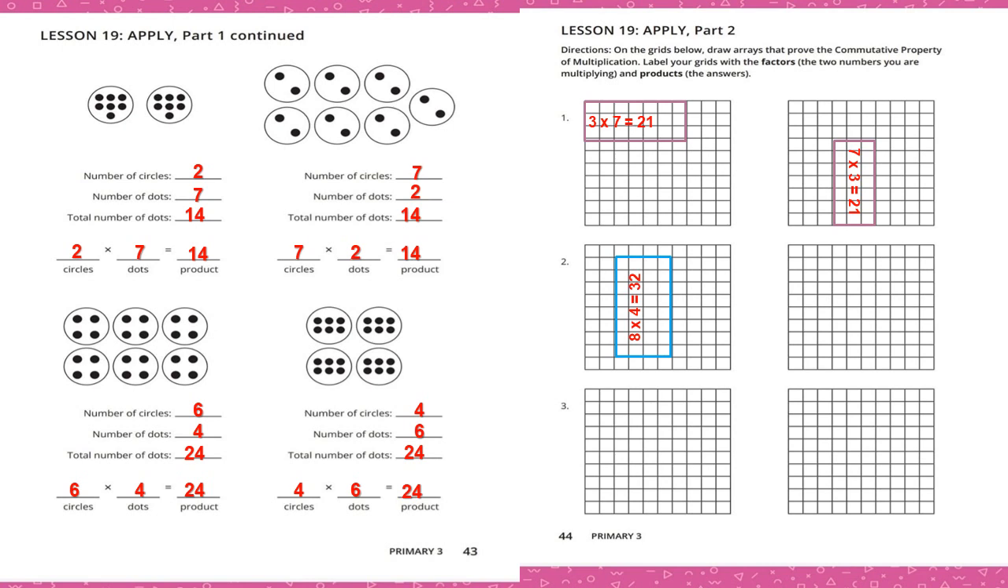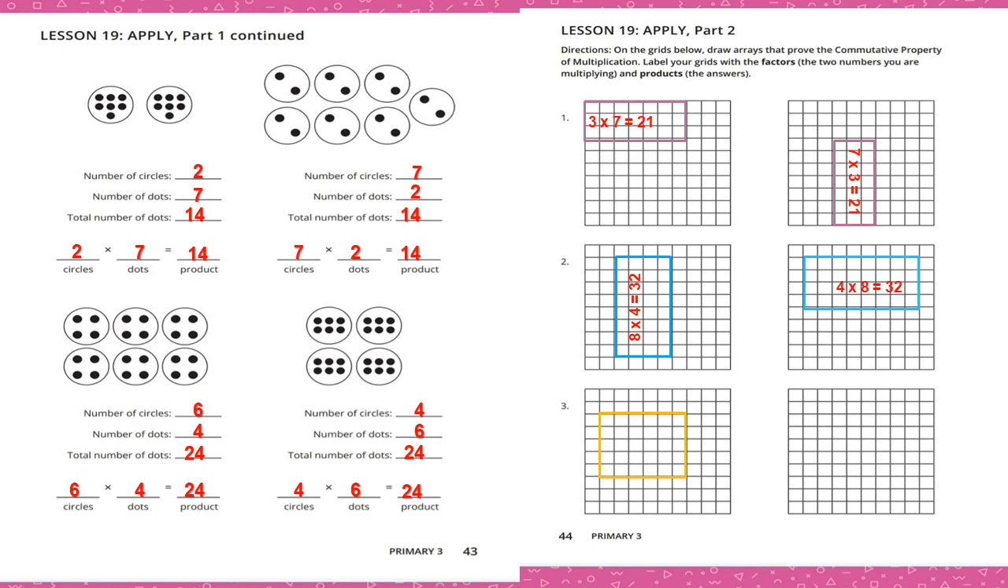We make the opposite array here. We want the array. Here we have 8 times 4, so we make 4 times 8. We take 4 rows, 1, 2, 3, 4, and 8 columns. So we write the multiplication equation. 4 times 8 equals 32.